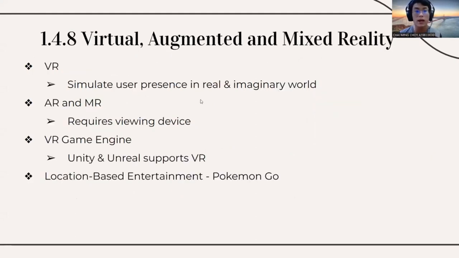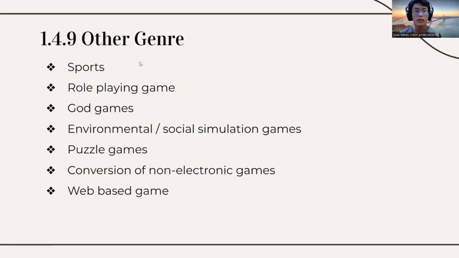Next will be VR, AR, and MR. Virtual reality is an immersive multimedia or computer-simulated reality, which simulates the user's presence in the real and imaginary world. Augmented reality and mixed reality usually present the real world view enhanced with graphics, and usually require a viewing device such as a phone. The Unity and Unreal game engines support development for virtual reality. There is also a type of location-based entertainment which is not included in VR, AR, or MR, which can be seen in Pokemon Go.